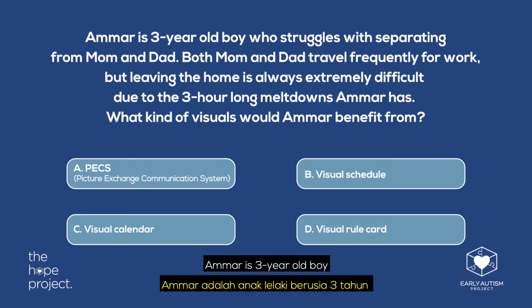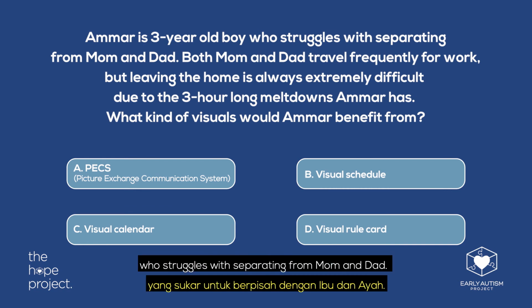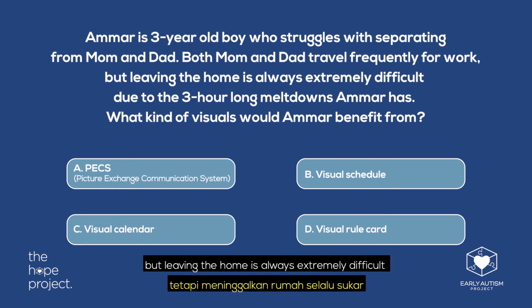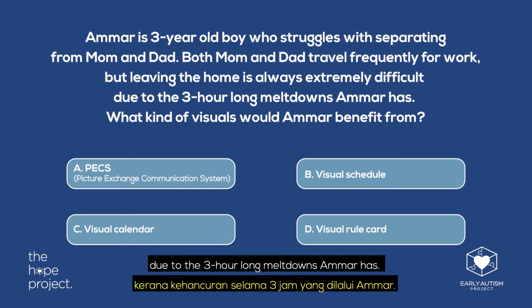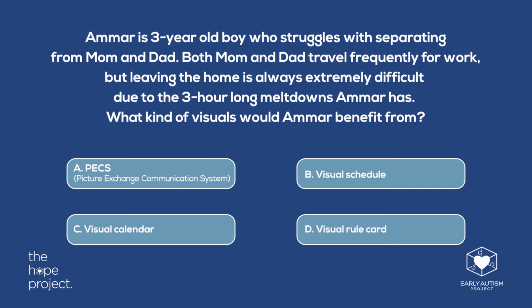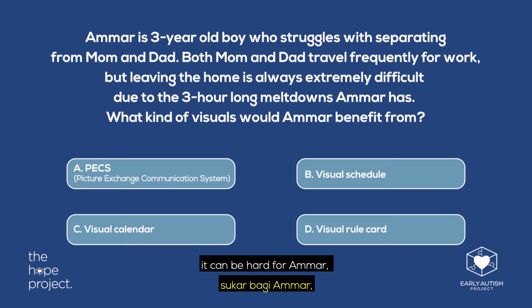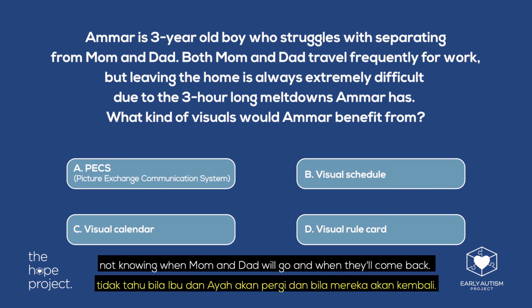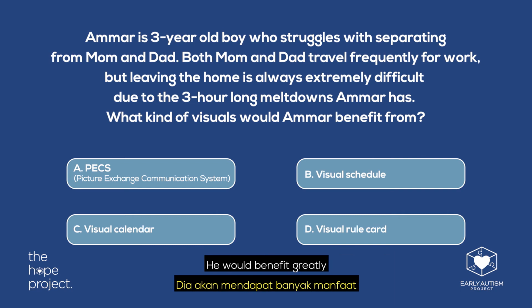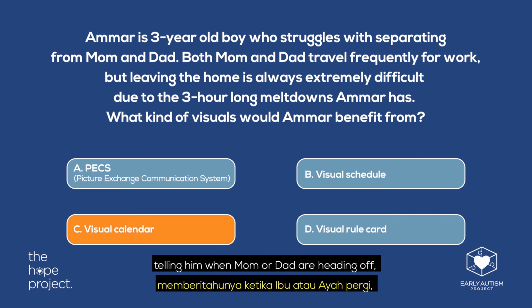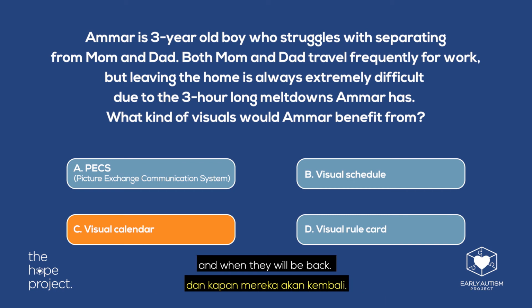Amar is a 3-year-old boy who struggles with separating from mom and dad. Both mom and dad travel frequently for work, but leaving the home is always extremely difficult due to the 3-hour-long meltdowns Amar has. What kind of visuals would Amar benefit from? Judging by how often mom and dad have to travel for work, it can be hard for Amar, not knowing when mom and dad will go and when they'll come back. He will benefit greatly from a visual calendar, like a weekly or monthly one, telling him when mom or dad are heading off and when they'll be back.